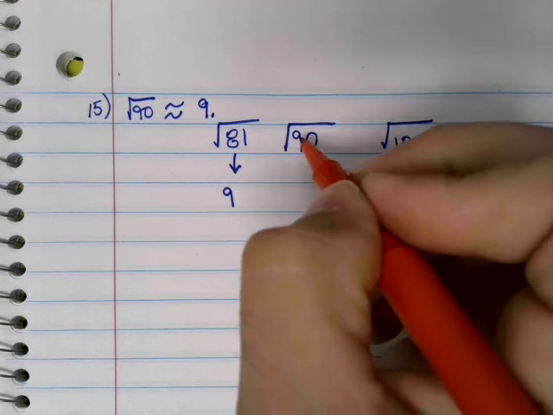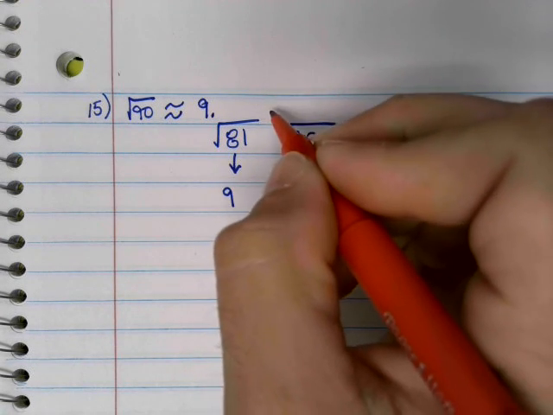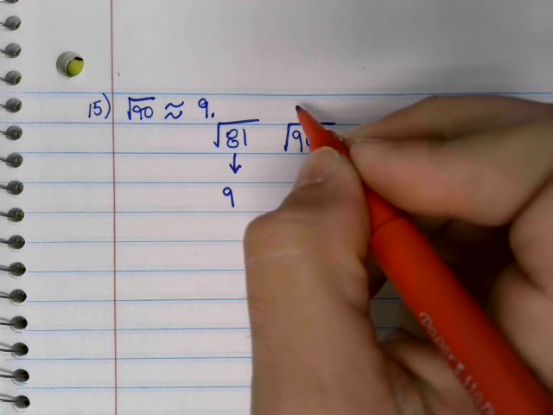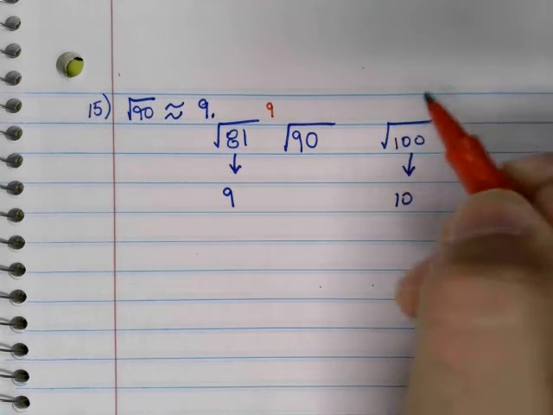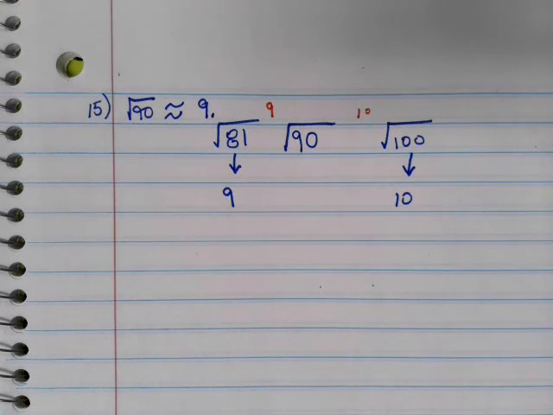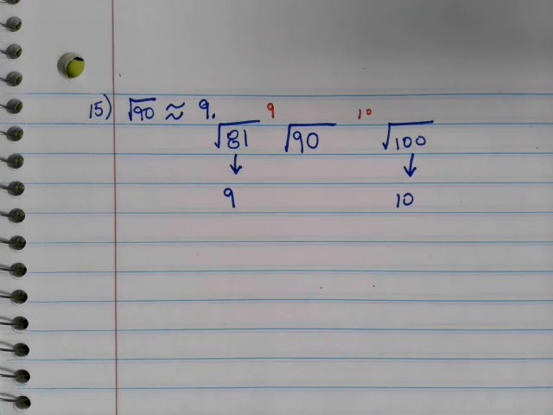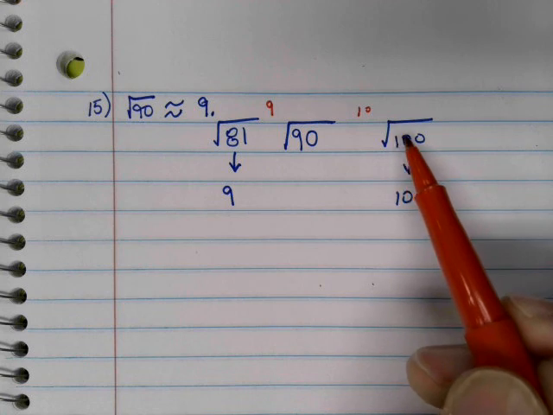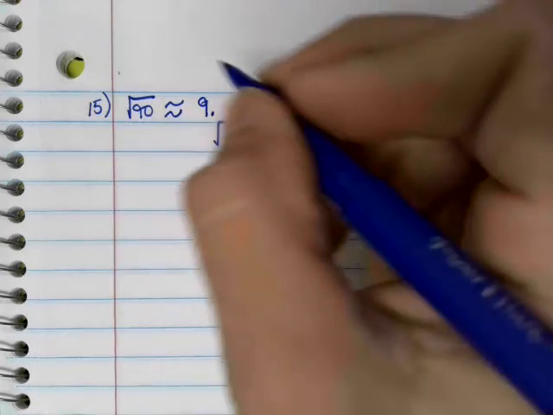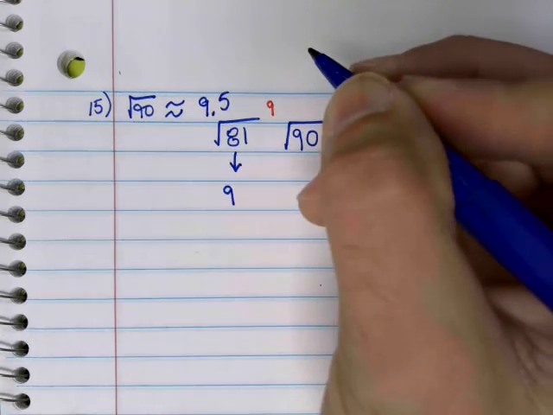So how far from 90 is 81? Do 90 minus 81, you get 9. And then 100 minus 90 is 10. So this number is kind of in the middle. It's not exactly in the middle, but it's pretty close. It's closer to 81 than it is to 100. So we could say this number is approximately 9.5.